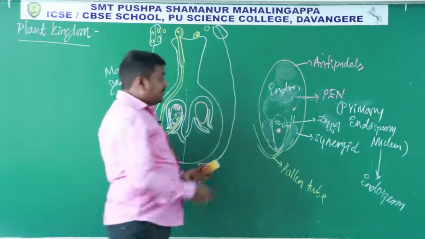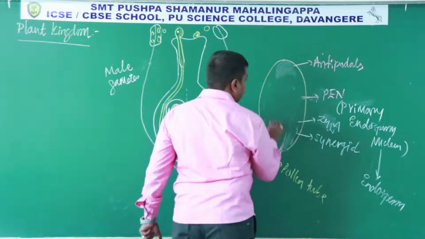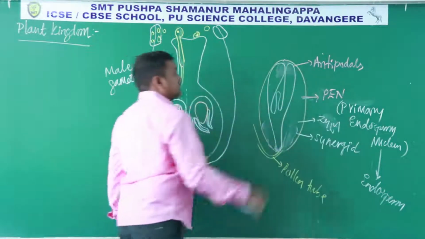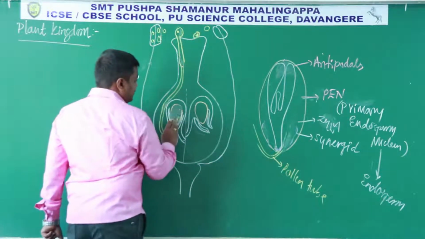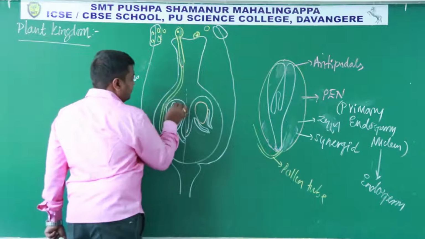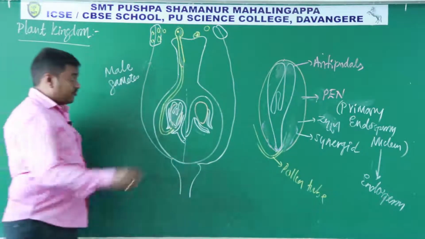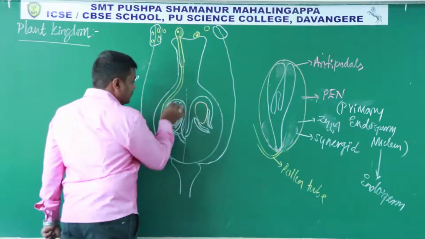Okay, later this zygote develops into an embryo. So here everything is degenerated and the embryo is going to develop. Okay, so when the embryo development completes, this ovule develops into a seed.